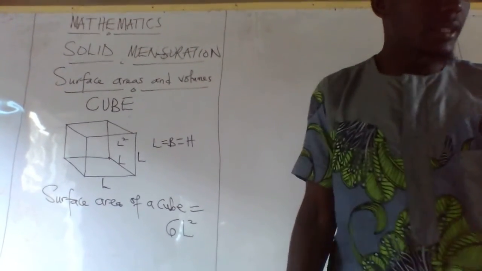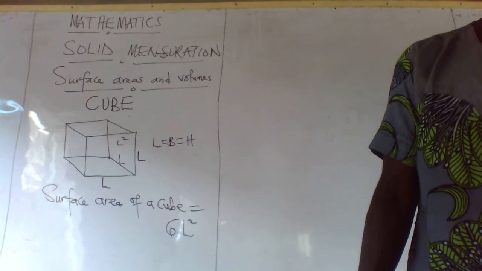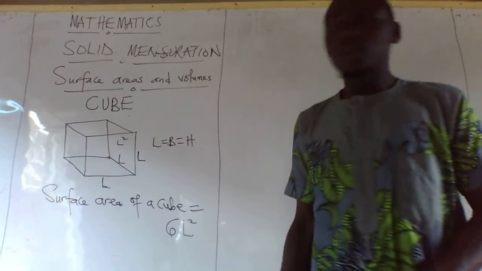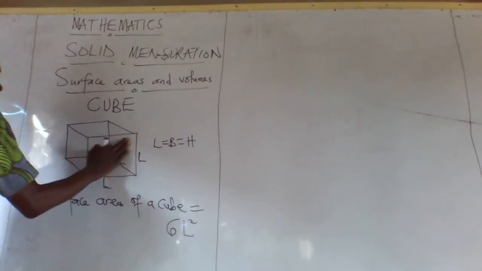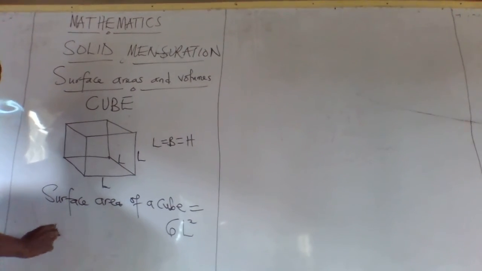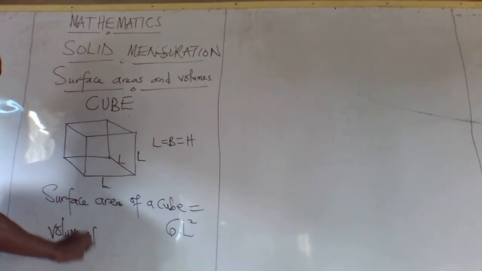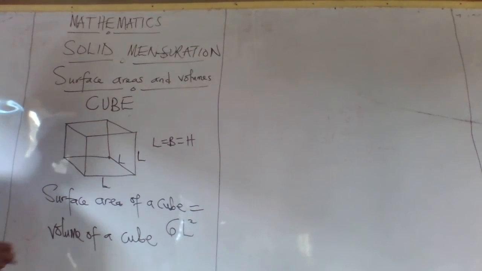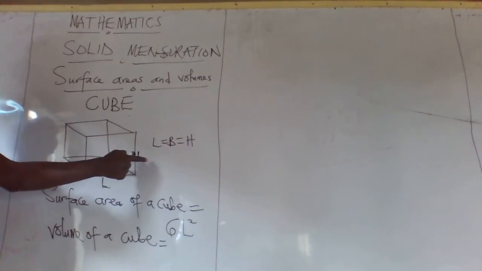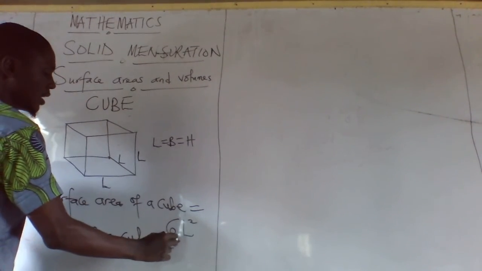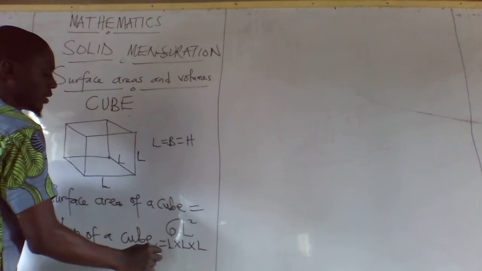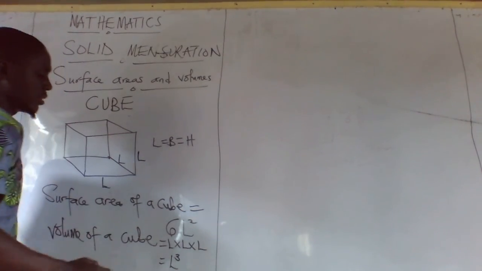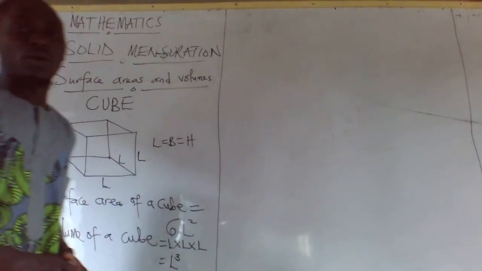Now, let's look at the volume of a cube. The volume of a cube is length times length times length, which is L times L times L, which is L cubed. That is the volume of a cube.